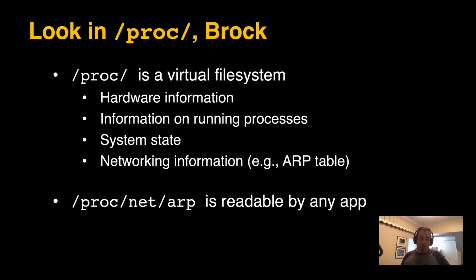One source for a lot of this information is the proc file system. Proc is a virtual file system. It stores lots of information about the hardware of the device, the running processes, and so forth, including sometimes contents of memory. It also includes networking information, such as the ARP table. So if you open up proc/net/arp, that, up until the most recent version, I believe in 10 this was fixed, proc/net/arp was world readable. So any app can open that, and that has the MAC address of the upstream Wi-Fi router.